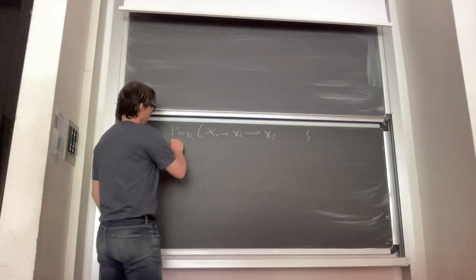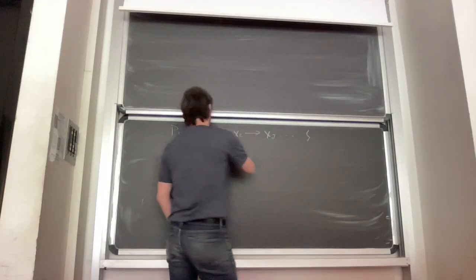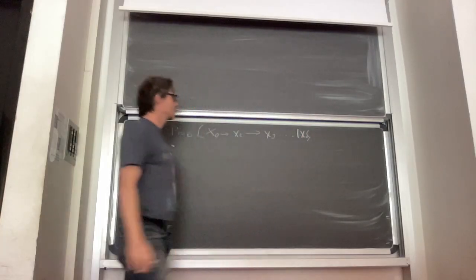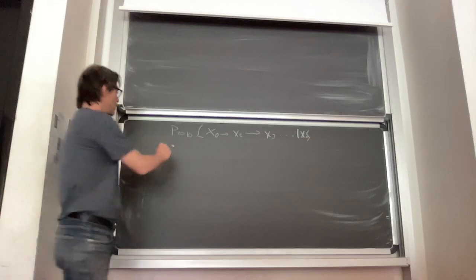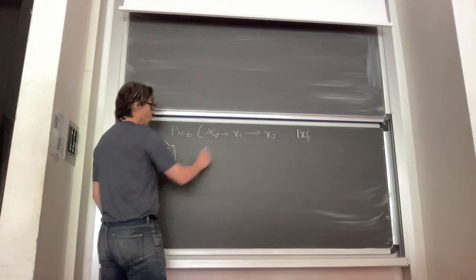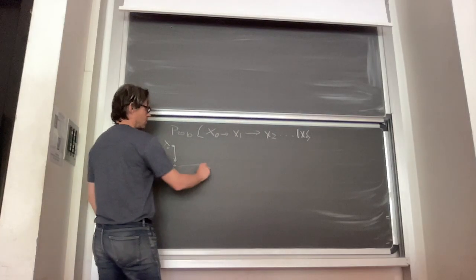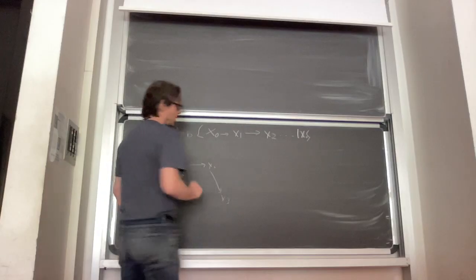So basically it's the probability, well, you can say, given the initial condition x naught, this is the probability that you start from x naught, you jump to x1, x2, then from x1 you jump to x2, to x3.